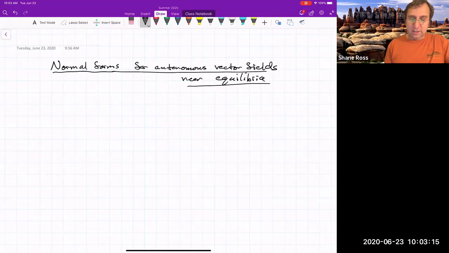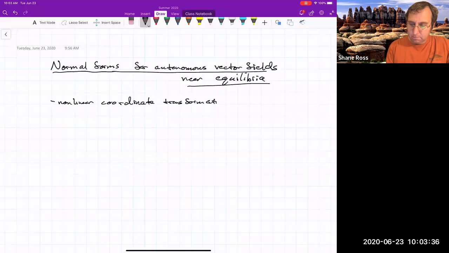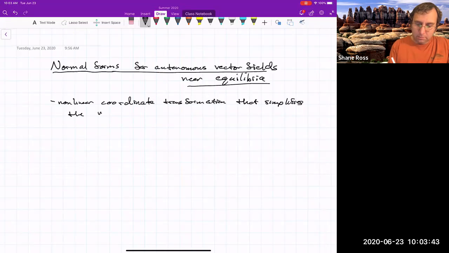So just to give you a basic idea of what a normal form is, it's a coordinate transformation. It's a nonlinear coordinate transformation of your phase space that simplifies the nonlinear terms. And I'll give us a 1D example.